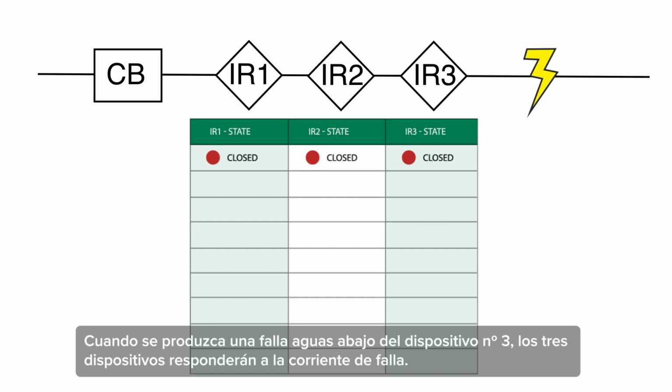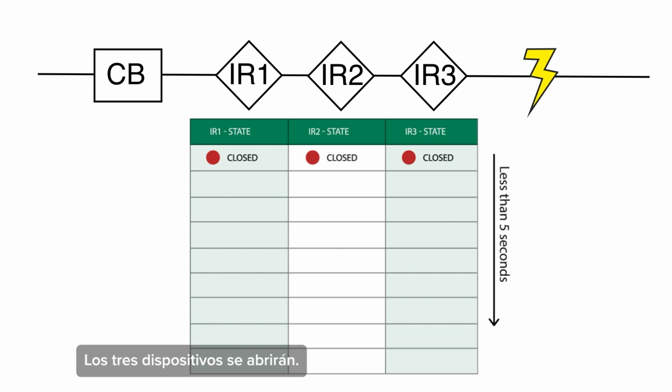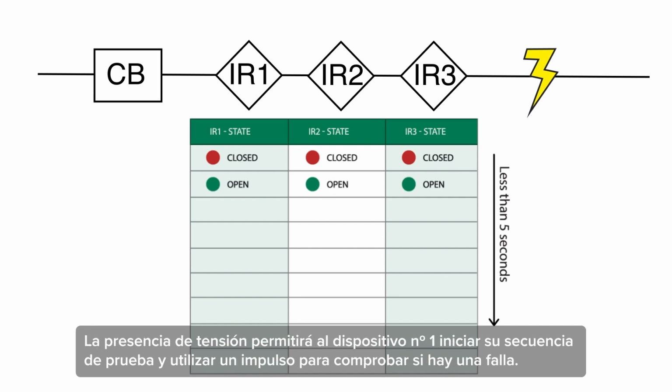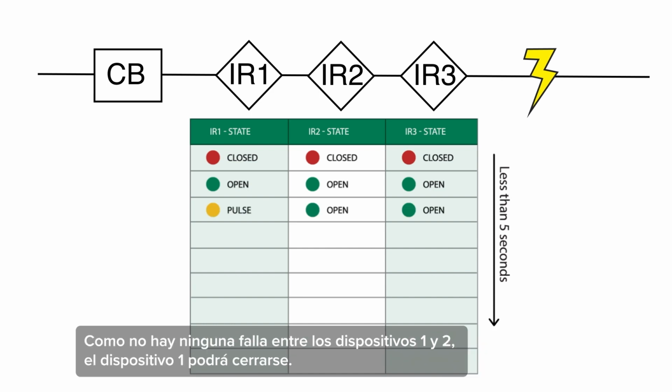When a fault is downstream from device number 3, all 3 devices will respond to the fault current. All 3 devices will open. Because the circuit breaker did not open, the line segment between the circuit breaker and first device will remain energized. The presence of voltage will allow device number 1 to begin its test sequence and use a pulse to test for a fault. Because there is no fault between devices 1 and 2, device 1 will be able to close.